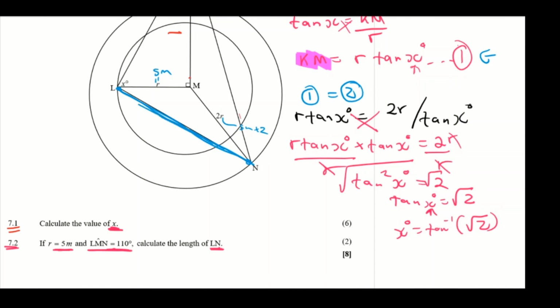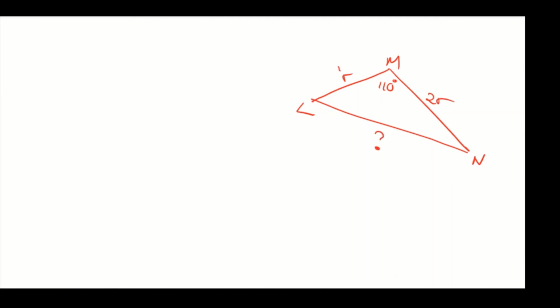So we want to identify the length of this side. For us to find it, we are given this angle to be 110 degrees. So we have this triangle that looks like this. This is L, this is N, this is M, 110 degrees, and here it's r, here it's 2r, and we want to find this side here. We know here it's equal to 5, and here it's equal to 2 times 5.